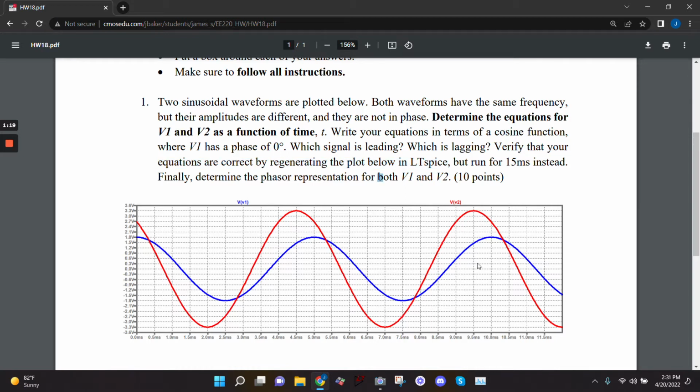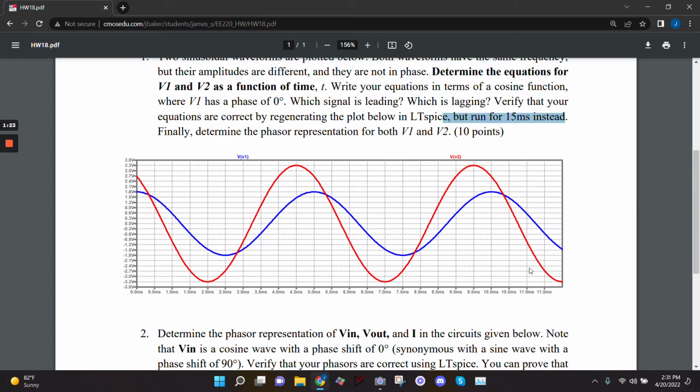by regenerating this plot. But I said run for 15 milliseconds instead because I don't want you just snipping this and saying you regenerated it. If I said 10 milliseconds, you still could have done that. So you have to run for 15 milliseconds. And then I said finally determine the phasor representation of V1 and V2.